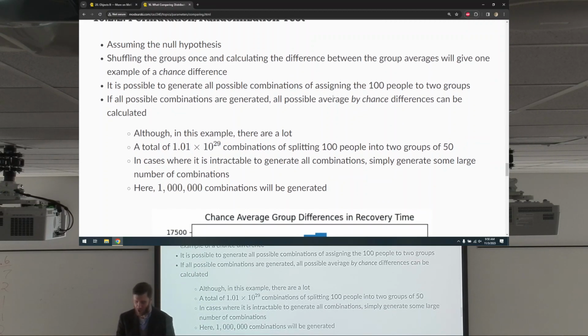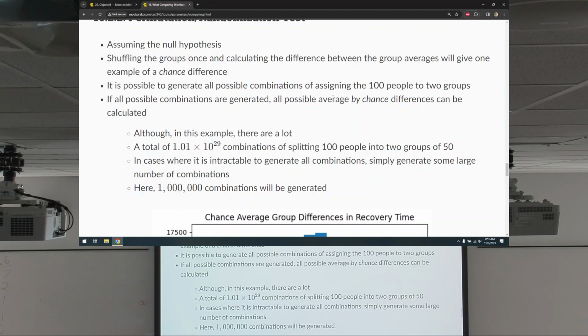So it's possible to generate all possible combinations of 100 people into two groups. If all possible combinations are generated, all possible average by chance differences can be found. Now, in this particular example, there is 1.01 times 10 to the 29 combinations of splitting 100 people into two groups. Okay, there's a lot. So this is called the permutation test. Do every single possible one.